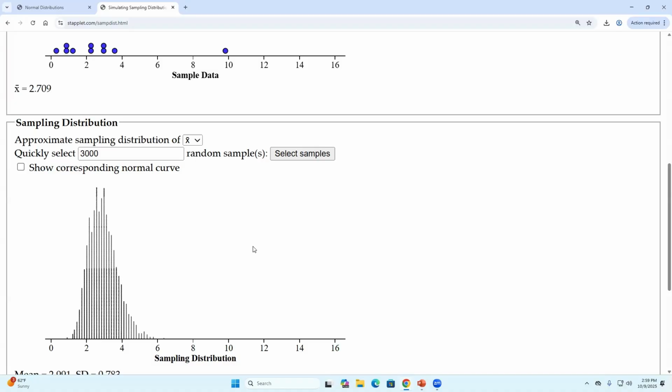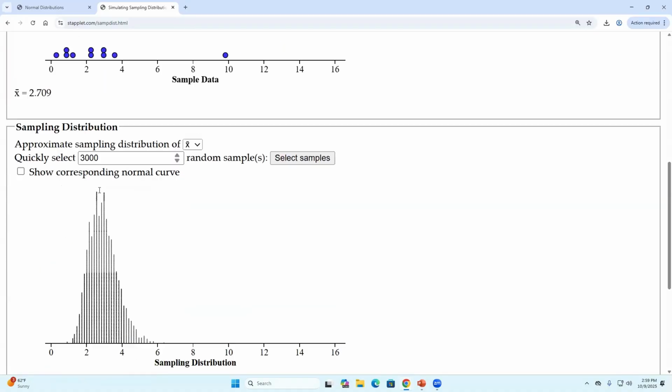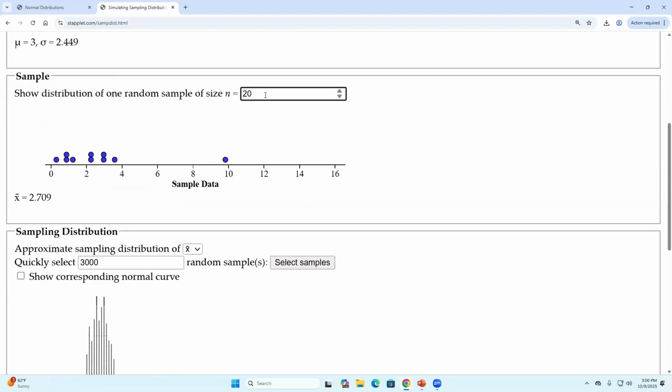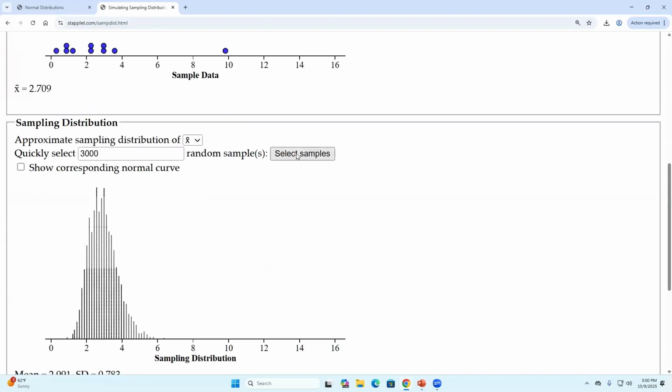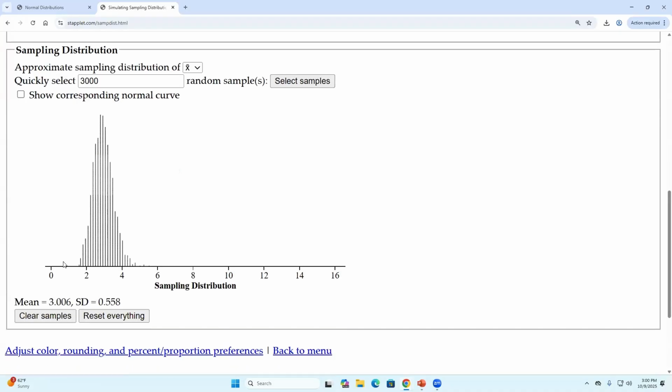All right, we are now going to increase our sample size to 20. And we're going to select 3,000 samples. So we go back here, we set our sample size to 20. We go back here, we hit select samples. And now we have a new distribution.